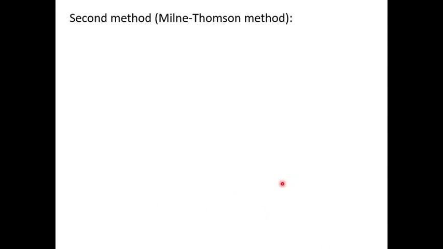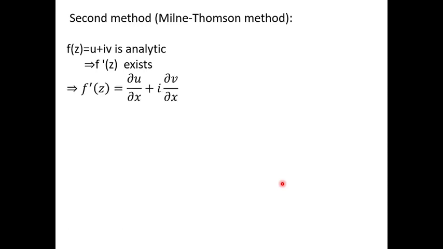One more method is there, that is called the Milne-Thomson method. Compared to the first method, this method is very easy. Now see here how to apply the Milne-Thomson method. Let us consider f of z equal to u plus iv is an analytic function. U plus iv is analytic means what? F dash z exists. What is the f dash z formula? Dou u by dou x plus i into dou v by dou x. Here which is the given part? U is the given part.